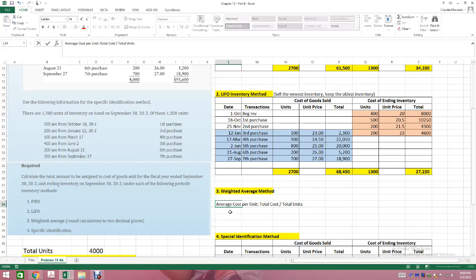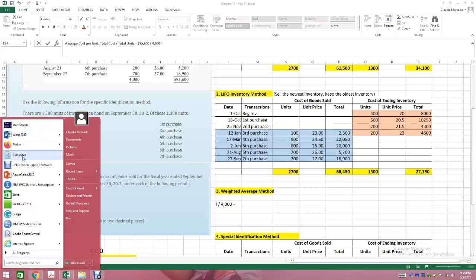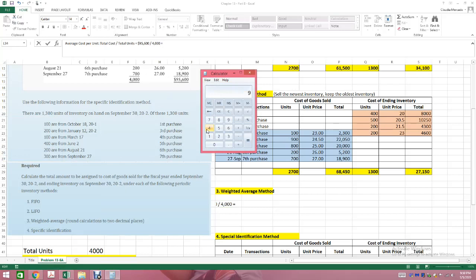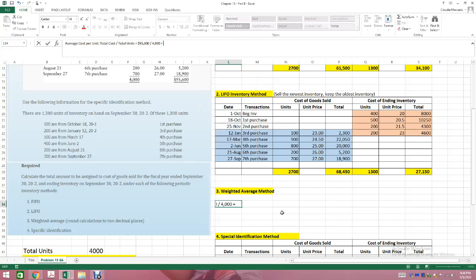That is going to give you 95,600 divided by 4,000 units. Let's see what that gives us. So we're doing the 95,600, which is your total cost right here, divided by 4,000 units. And that gives you $23.90 per unit.